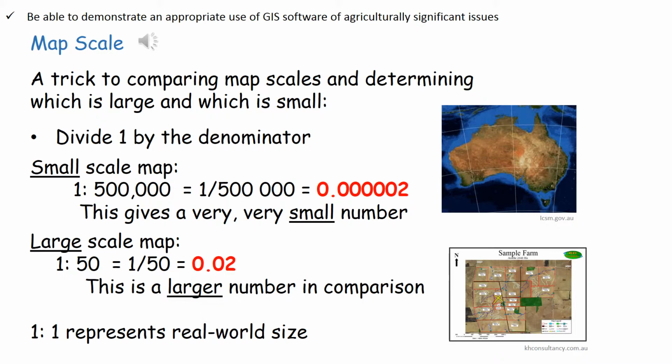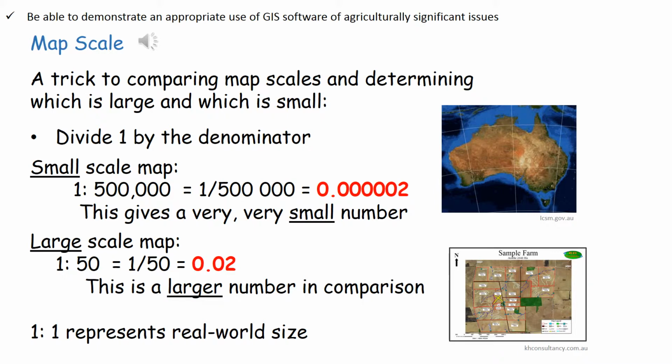Now, in comparing these maps, 0.02 is much larger than 0.000002. So our large scale map is our farm map, and our small scale map is the map of Australia. Remembering that a ratio of 1 to 1 represents real world size, so that is a very large scale map because 1 divided by 1 gives you a value of 1.